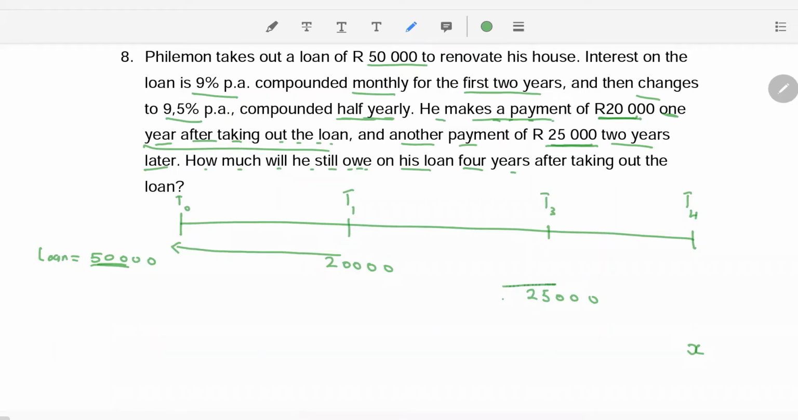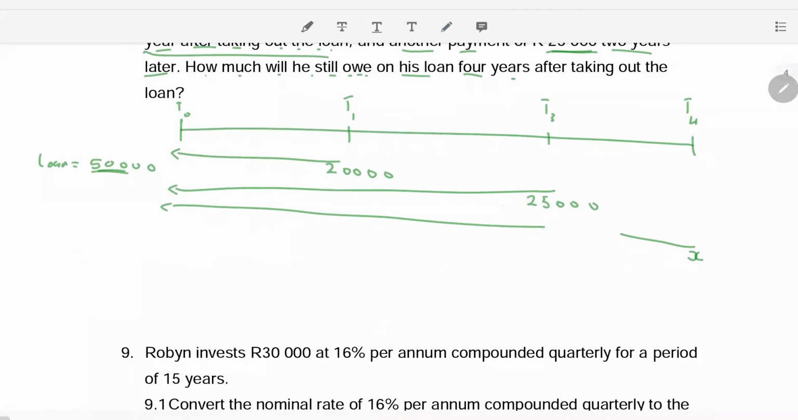Similarly, the 25,000, we work it back in time. What amount of the loan, which is 50,000, and interest, such that Philemon was to pay back 25,000, and then the final amount, which is X amount, which amount of the loan necessitated Philemon to pay the final amount. So when we work these three transactions back in time, the values we get are those values without interest.